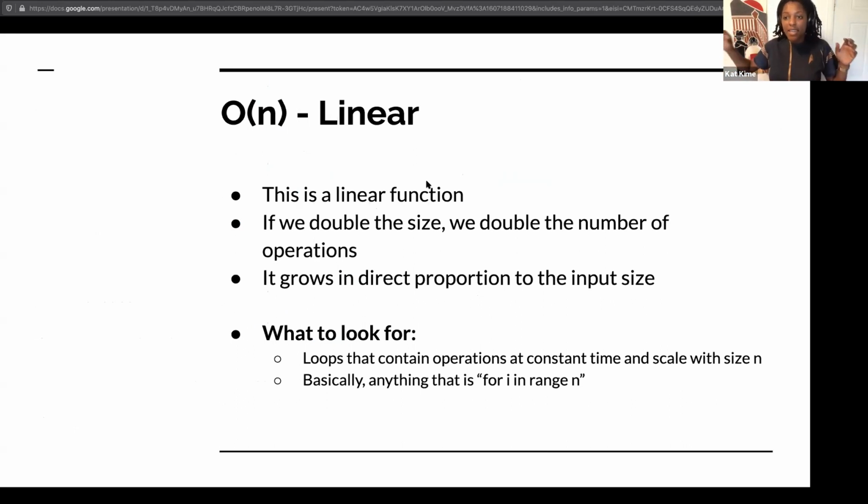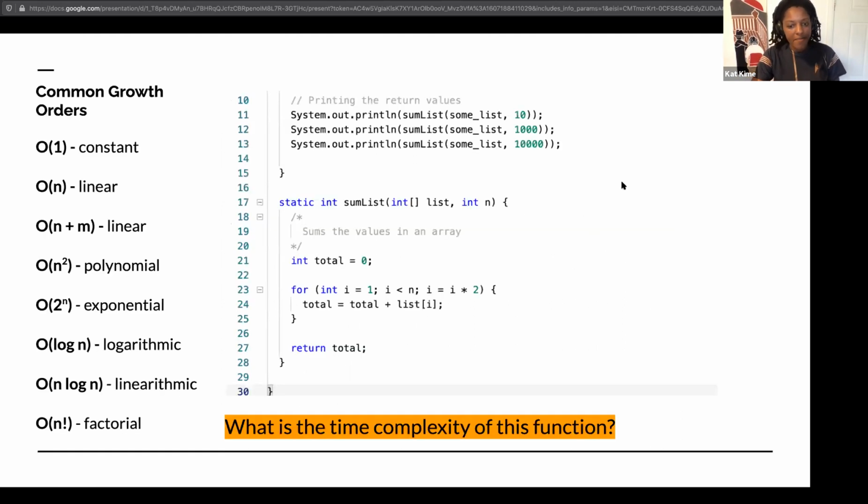If you double the list, the number of operations that you do doubles because you literally have to go through each one and add them together. What to look for to know that it's linear? A loop that contains operations at constant time. So inside, it's a constant amount of operations and it scales with size n. So basically, if you see anything like for i in range n, or a while loop where the something is the actual input size, that's something to look for to know that it's linear.